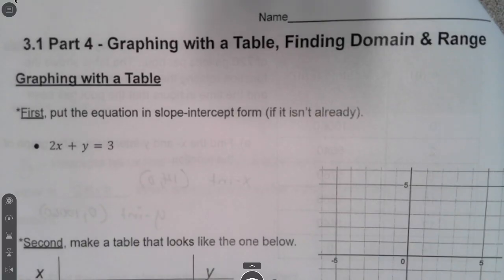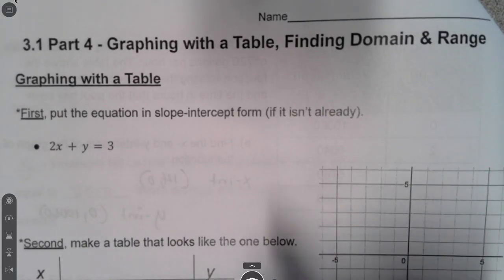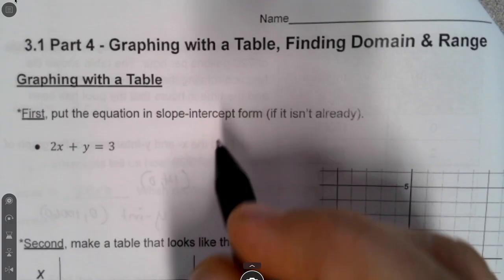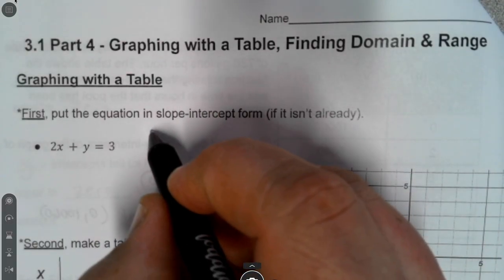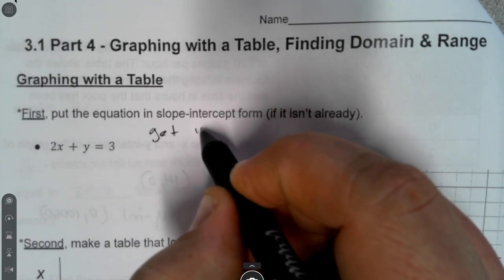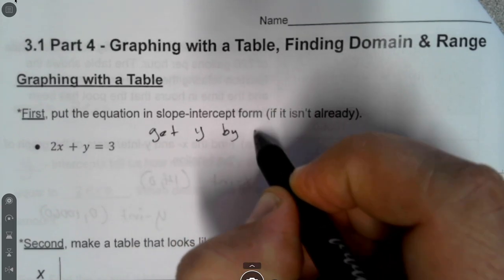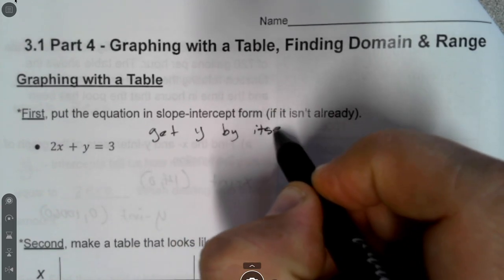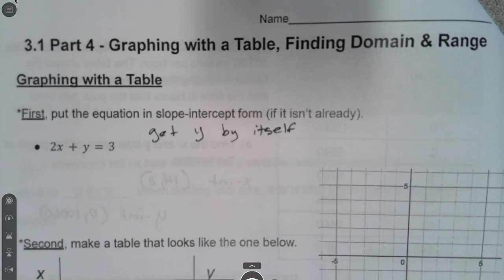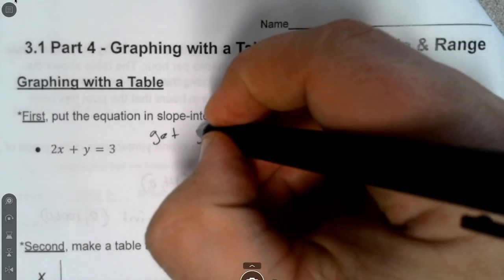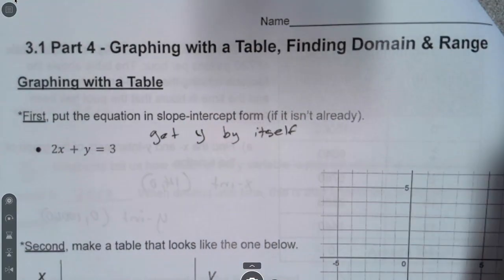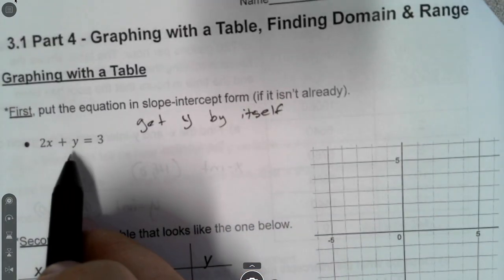Now, we'll talk about this a lot more in a later section. Honestly, right now I could just say, first, get y by itself. This isn't mathematically required, but I promise it will make this much easier if you do that. So don't worry about this term. I might use it, but the point is you need to get the y by itself.